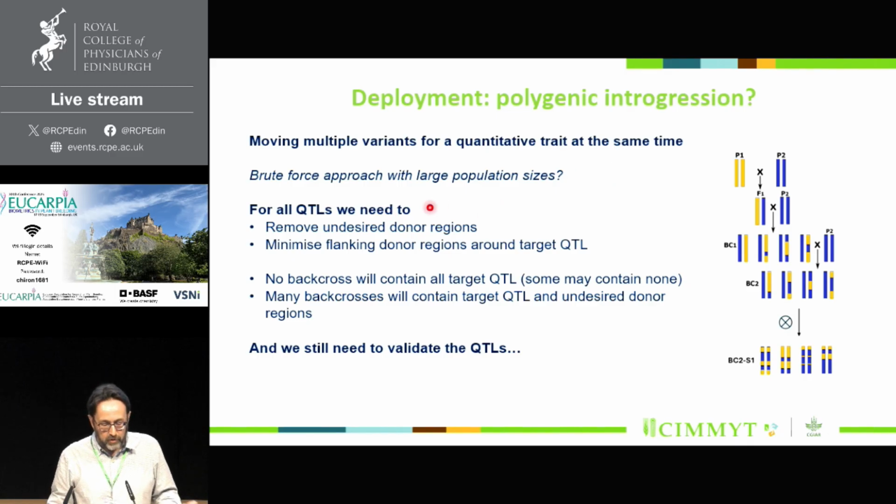What we're trying to do for all QTLs is remove the undesired donor regions and minimize the flanking donors, cleaning up the linkage drag around the target QTL. And we know that no backcross is going to contain all the target QTL. It's going to be a distribution. More importantly, many of the backcrosses will contain target QTL, but also undesired donor regions from maybe another target. And then we still have to validate the QTLs. So we'd have to have an unfeasibly large population to do this, and spend a huge amount of money.